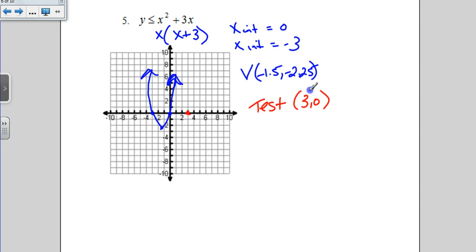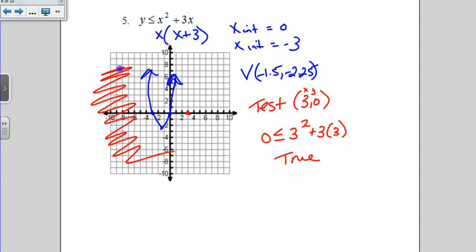And if I plug in a 3 for the x and a 0 for the y, I get 0 less than or equal to 3 squared plus 3 times 3. And that is most definitely true. 0 is less than 9 plus 9. So since that's true, we're going to be shading outside of our parabola.